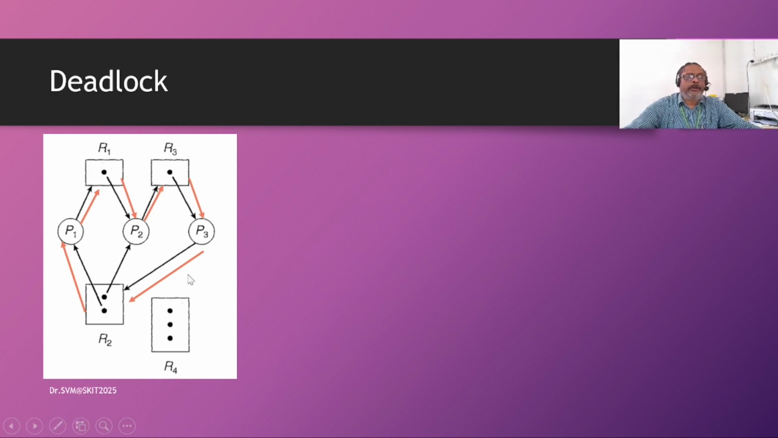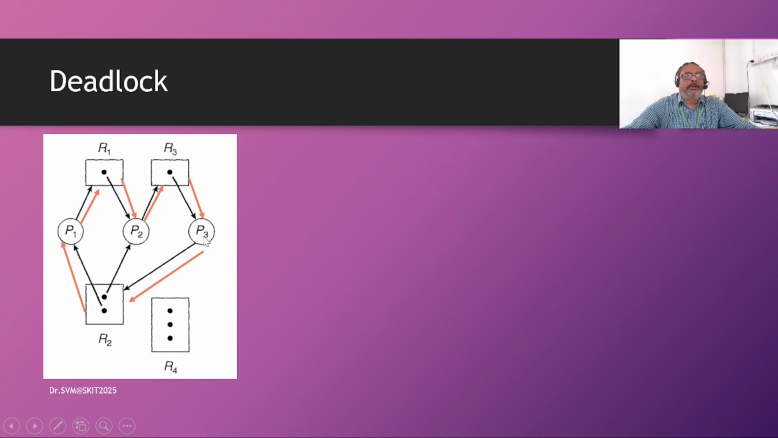Is R2 available? No, because if P1 runs, then R2 will be available, or if P2 runs, R2 will be available. For P1 to run, R1 was required, which is not available. For P2 to run, R3 was required, which is also not available. Therefore, neither of these two instances can be made available even in the future. Therefore, P3 will never get a chance to complete.